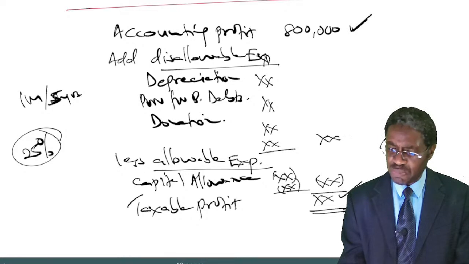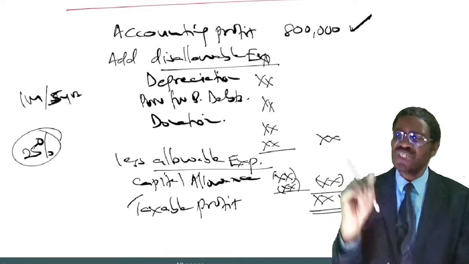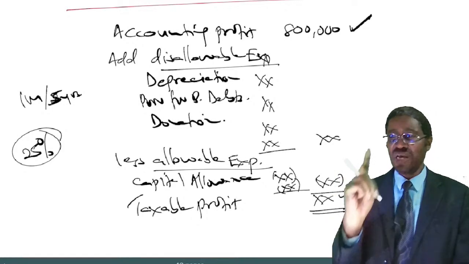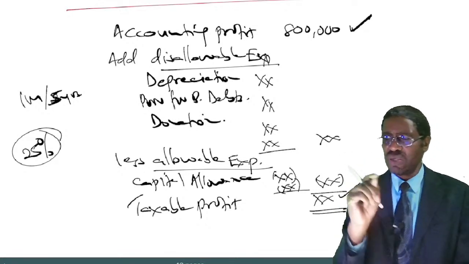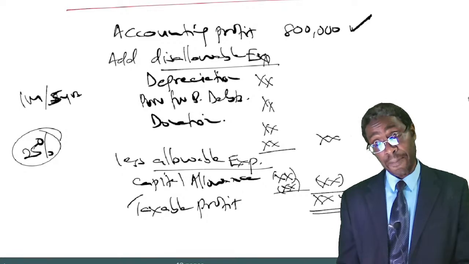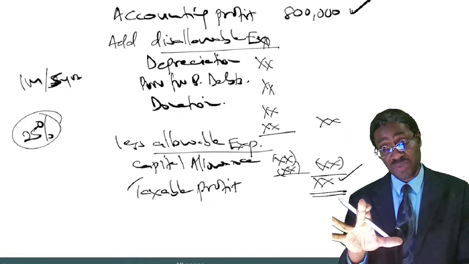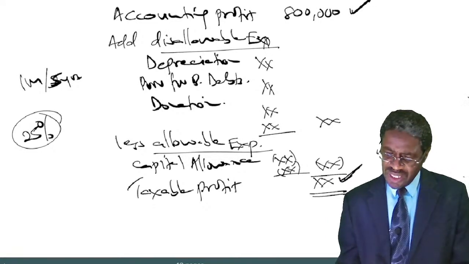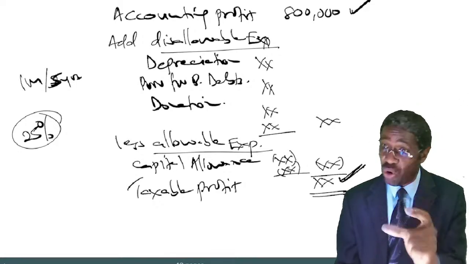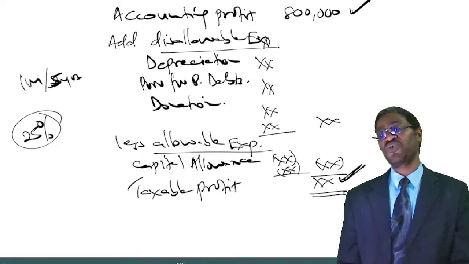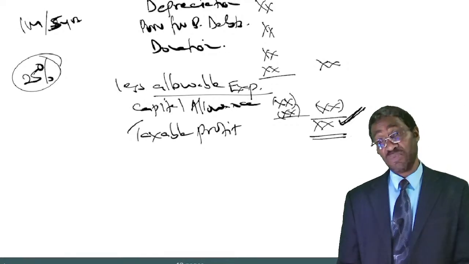I have told you, accounting profit is that profit which is based on the normal accounting principles and concepts. That means the profit that is normally reported to the shareholders. Taxable profit is that profit on which tax will be based for tax purposes. That's what we are calling the taxable profit.